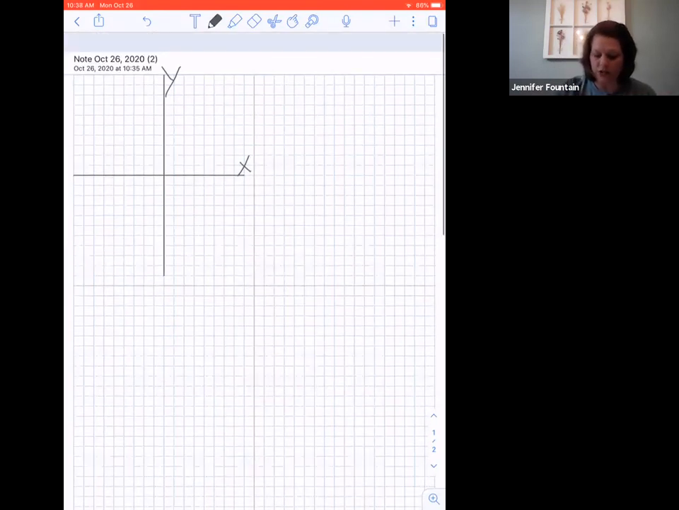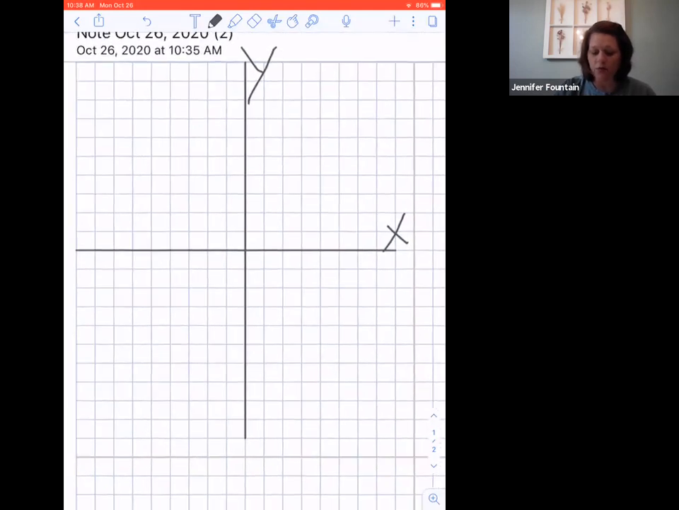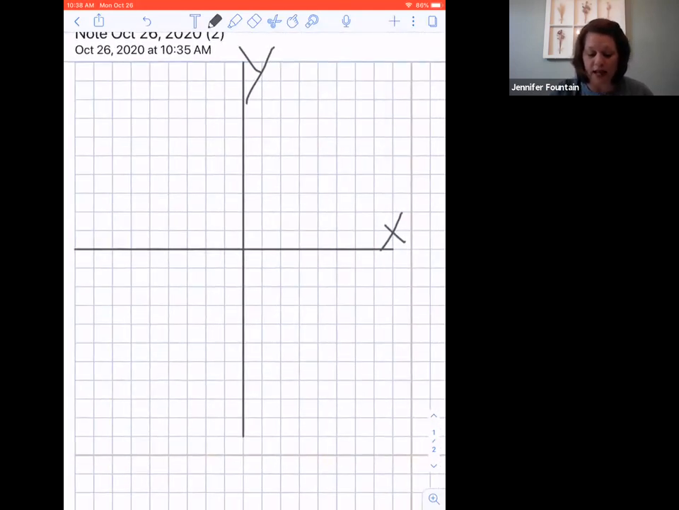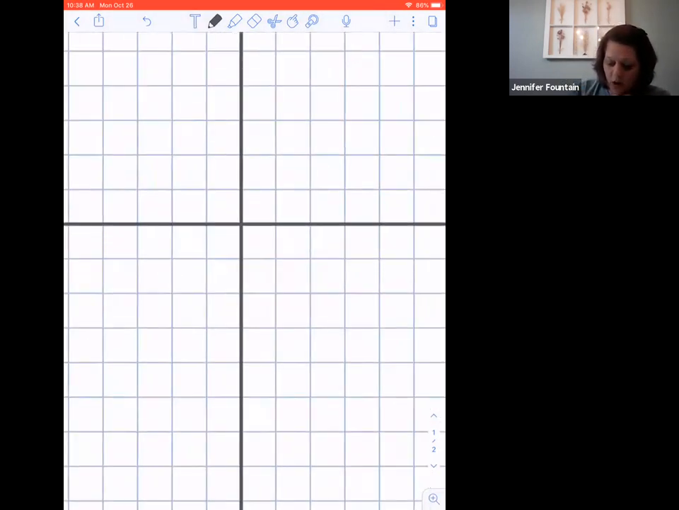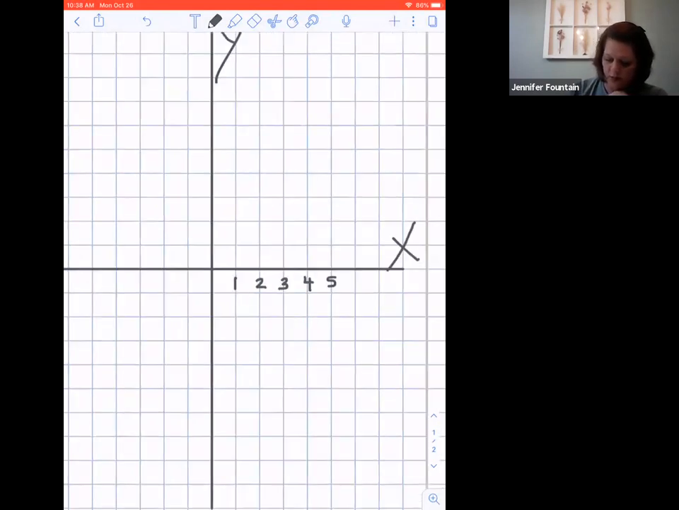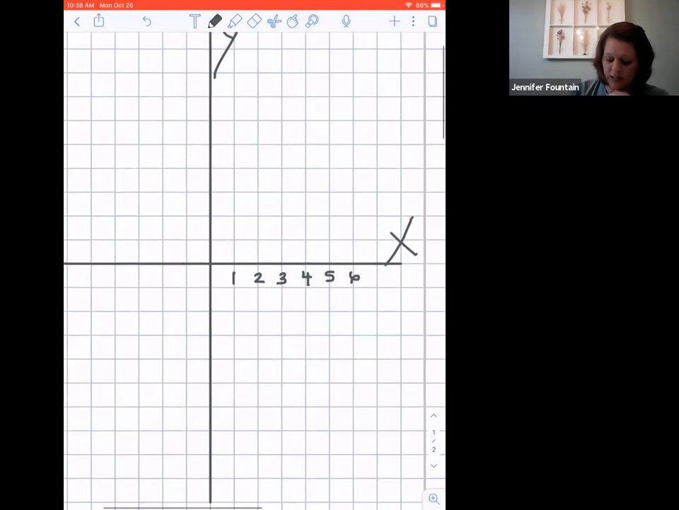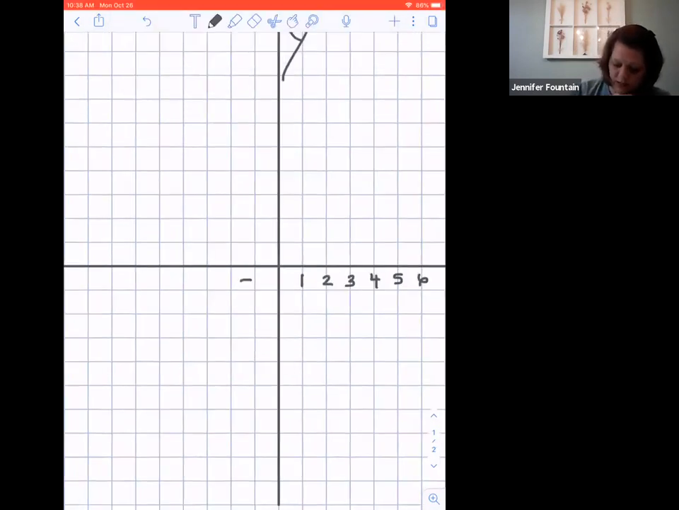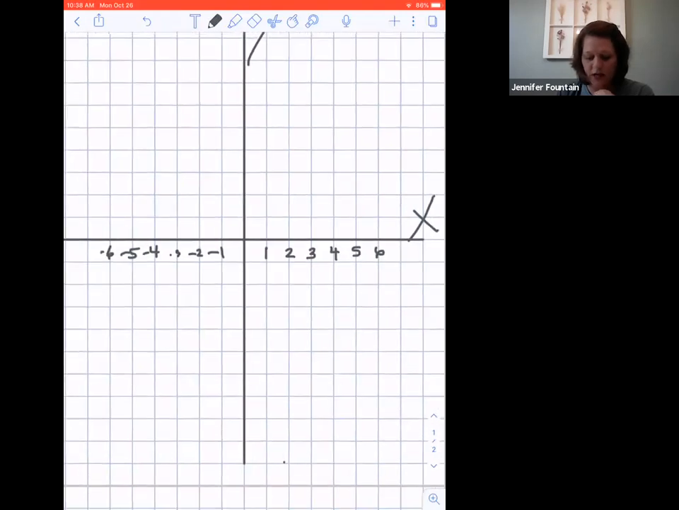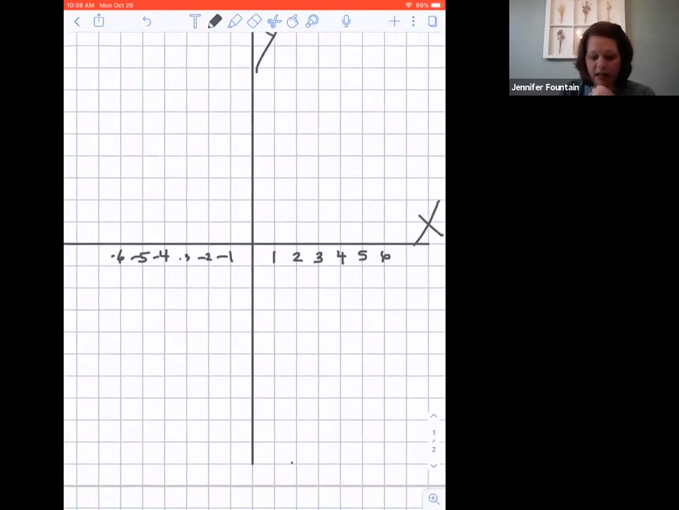Now, the next thing that I want to do here is, typically when we are labeling a graph, usually I'm going to go ahead and mark each point as 1, 2, 3, 4, 5. I'll go 6 to the right, and I'm going to go 6 to the left. So you can go ahead and -1, -2, -3, -4, -5, -6. So go ahead and graph 6 to the right, 6 to the left. Remember, going to the right, they're going to be positives. To the left, they're negatives.